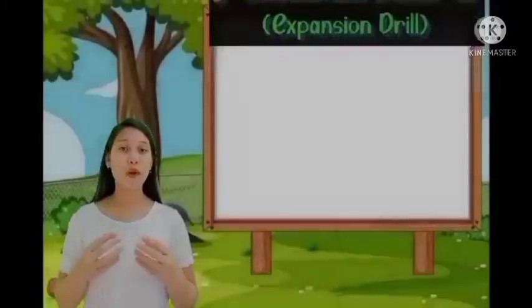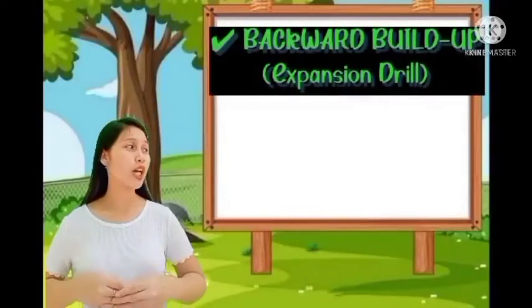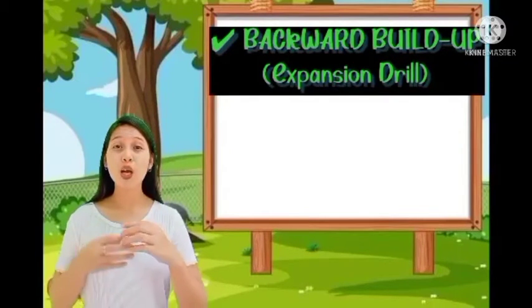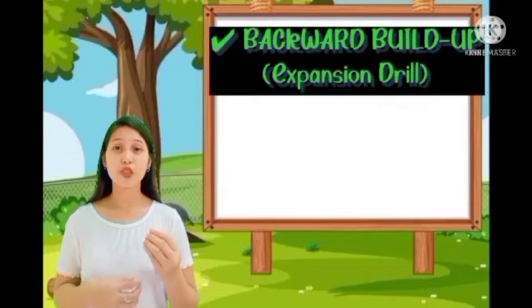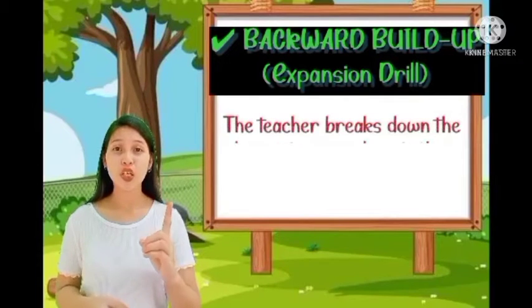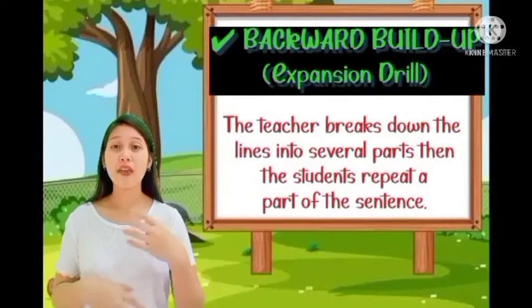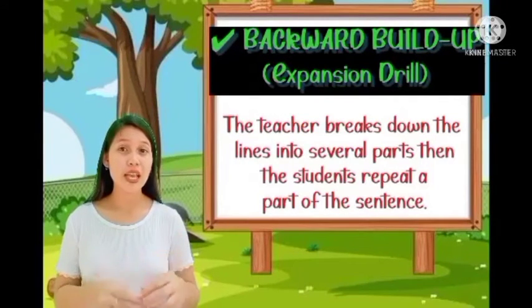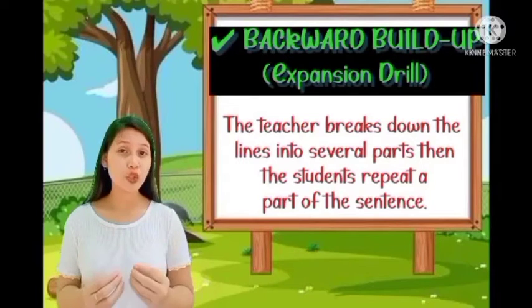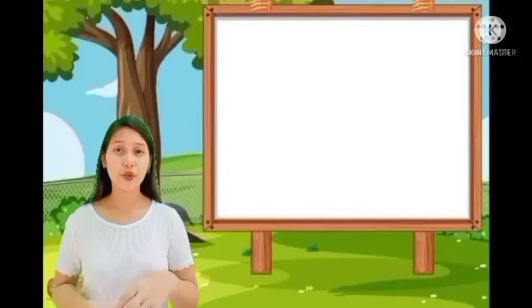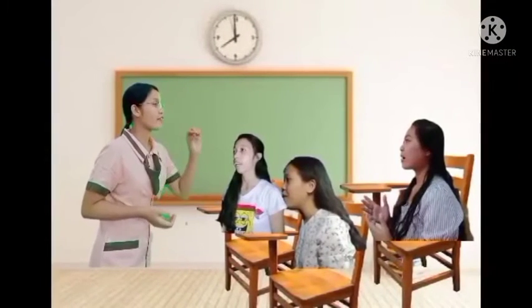Very good, class. Next, we have the backward build-up, or what we call the expansion drill. This drill is used when a long line of dialogue is giving students trouble. So the teacher needs to break down the line into several parts, and the students repeat a part of the sentence. And if the students have done it well, the teacher will add another word or two words of the line for being repeated. Okay, class, repeat after me.